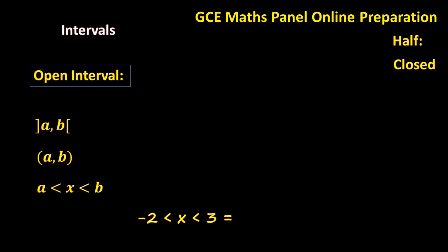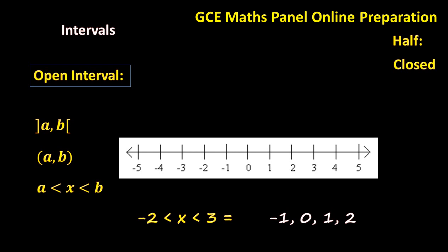Now, when it's represented like this, open interval means the boundaries are not included. For example, with the last one, -2 and 3 are not included. So if I have to give the whole numbers in this interval, I will have -1, 0, 1, and 2. And representing this on the number line, I have from -2 to 3, but -2 and 3 are not included, so I do not shade the circles.